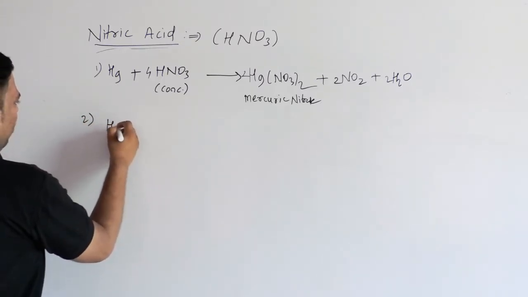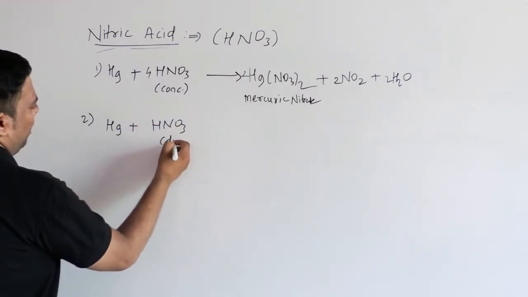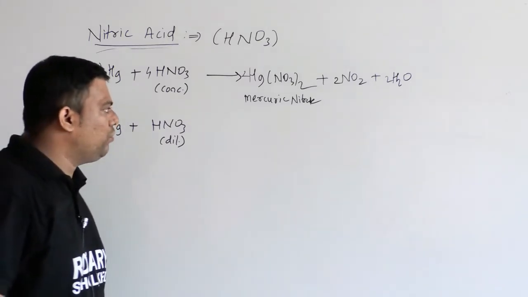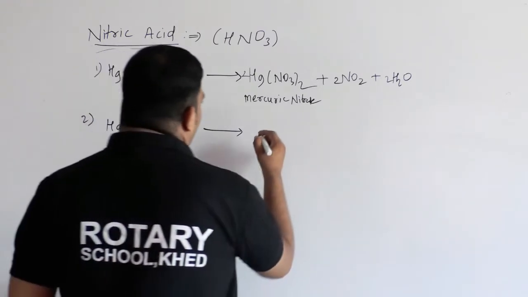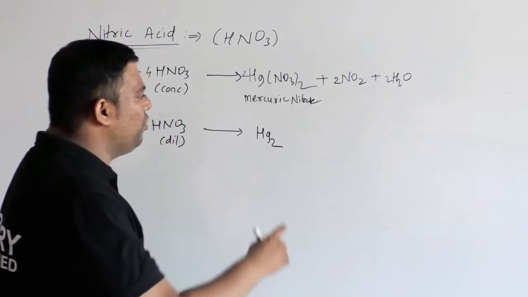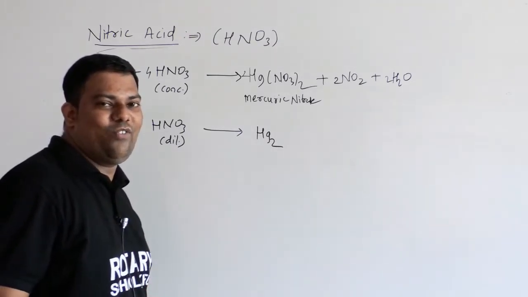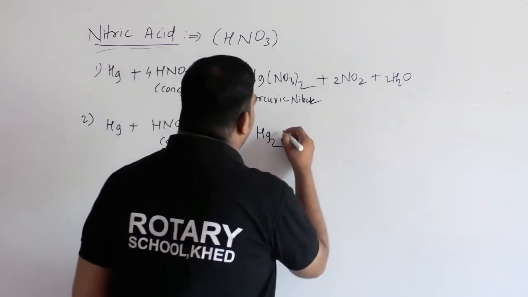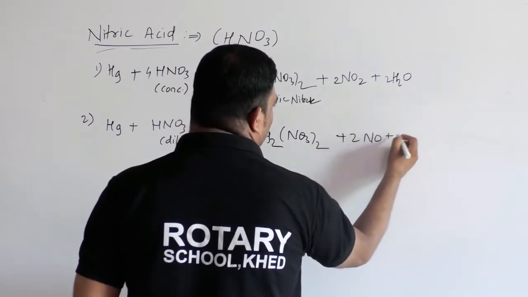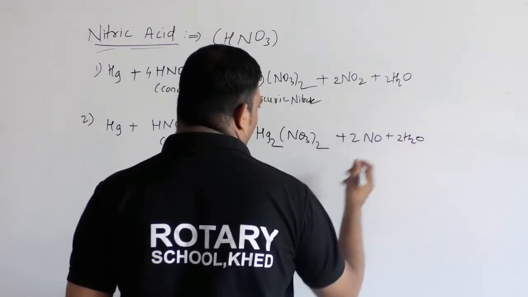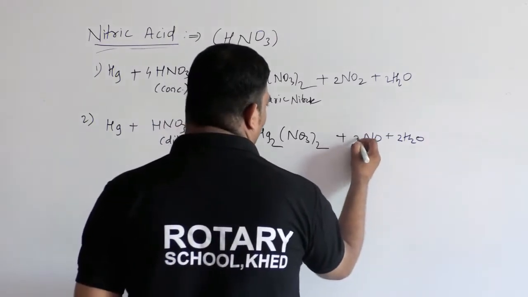Second, when your Hg is treated with dilute HNO3, what will be the possibility of products with the byproducts? You got mercuric nitrate with concentrated, but with dilute HNO3 you will get mercurous nitrate, Hg2(NO3)2, plus NO plus H2O, these are your byproducts. I hope you understood this.